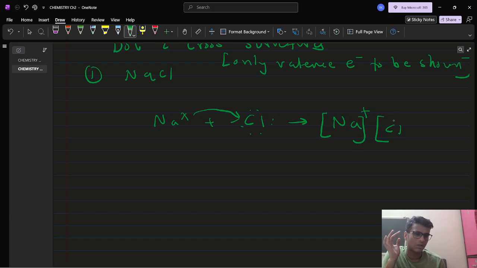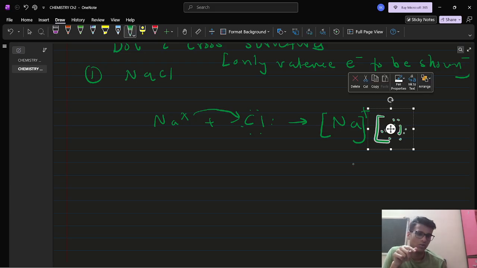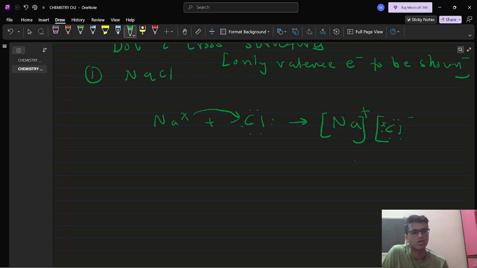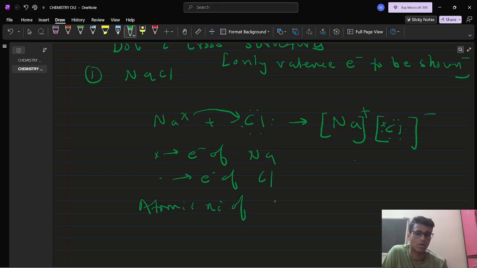So we have Na plus and Cl minus. Look at Cl: these 7 are its own, and this one has come from sodium, so we will draw a cross here. If you don't draw it, it is fine actually, but this is a really logical thing; if you draw the cross here it will be really nice because it came from sodium. This becomes minus. So it is good to write this: electron of sodium is a cross, electron of chlorine is a dot. The atomic number of sodium is 11. The atomic number of chlorine is 17.